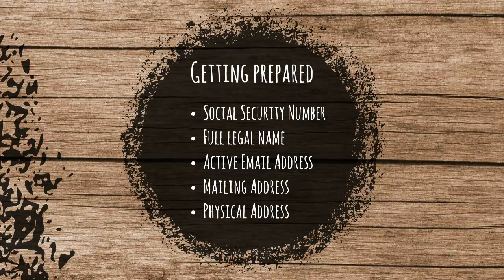Before we start the Open CCC application, here is a quick checklist of information that will be helpful to have in front of you. Please be prepared to enter your social security number if you have one, and use your full legal name and provide an active email address. You will also be asked to provide a mailing and a physical address. For many, this might be one and the same. There is one section that asks for your permanent address, and it will not accept a PO box.